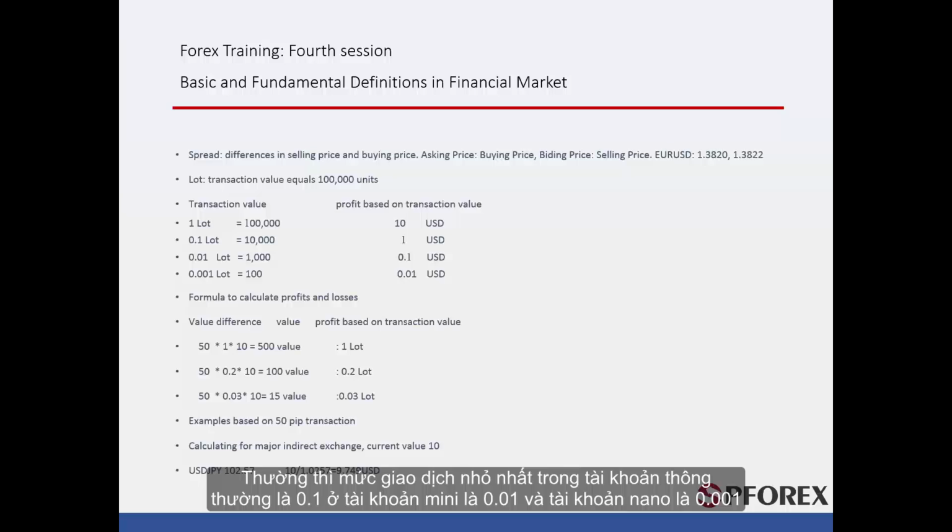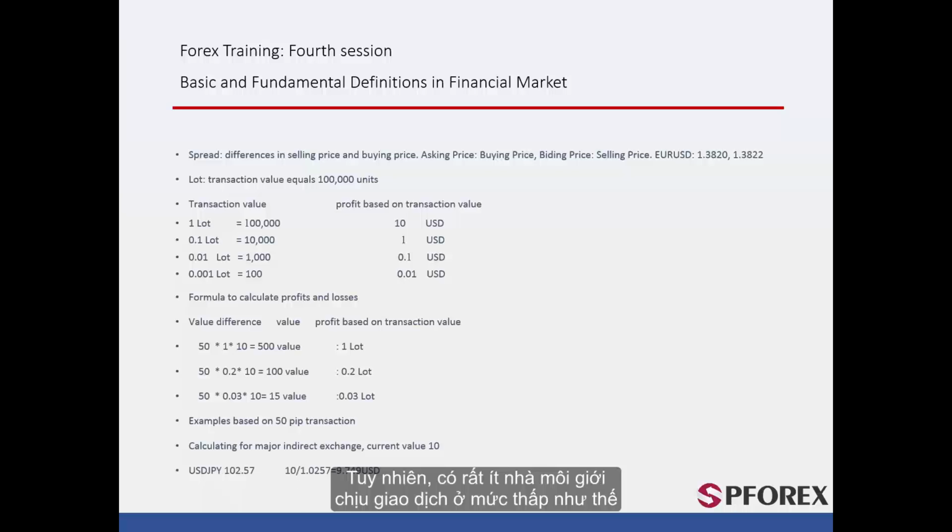Usually, the lowest amount traded in standard accounts is 1 lot, in a micro account it is 0.1, while in mini accounts it is 0.01, and in nano accounts it is 0.001. However, there are very limited numbers of brokers who offer a trade for such a low amount.